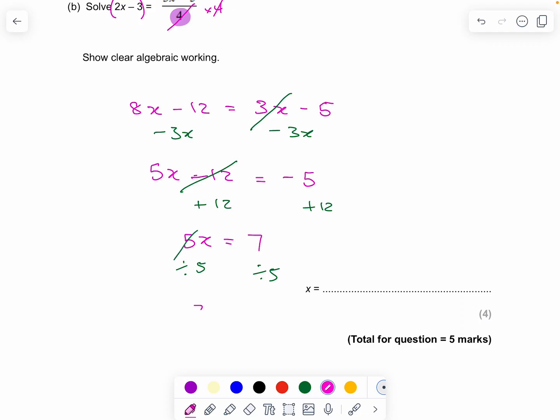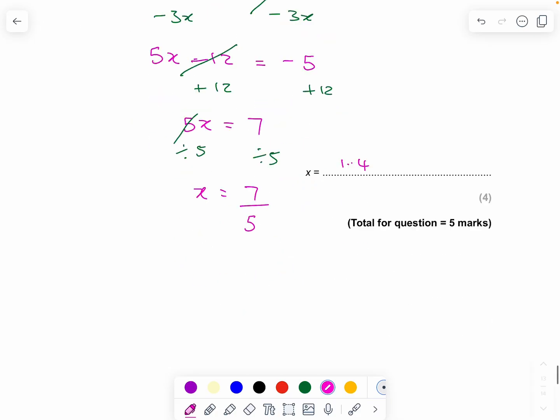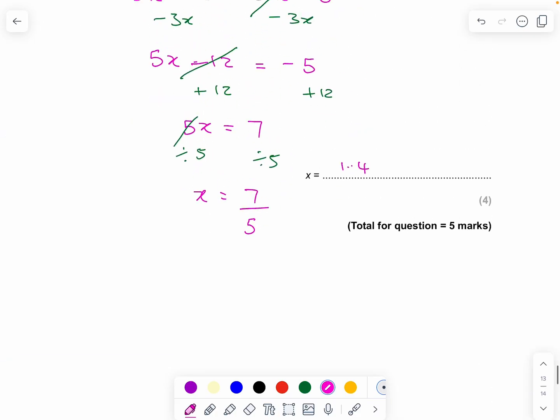And I get x equals, and you are allowed to leave it as a top-heavy or improper fraction as 7 over 5. If you wrote it as 1.4, that is also fine. Or if you wrote it as 1 2/5, that is also fine. So any of those, 7/5, 1 2/5, 1.4 will get you the full marks. And that's the end of the paper.